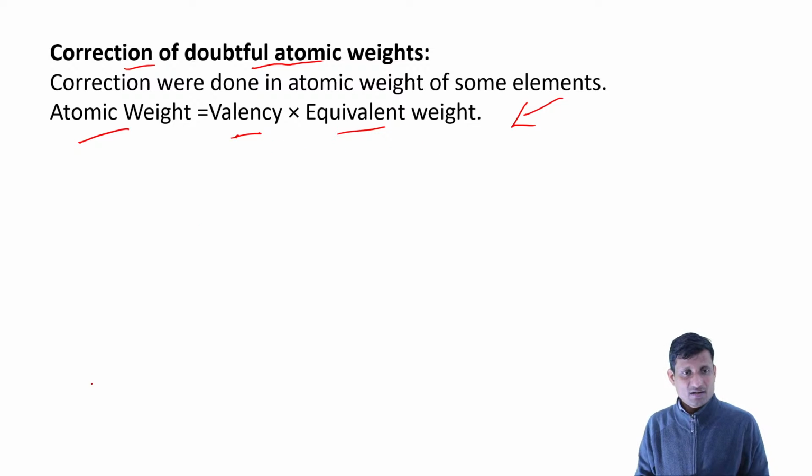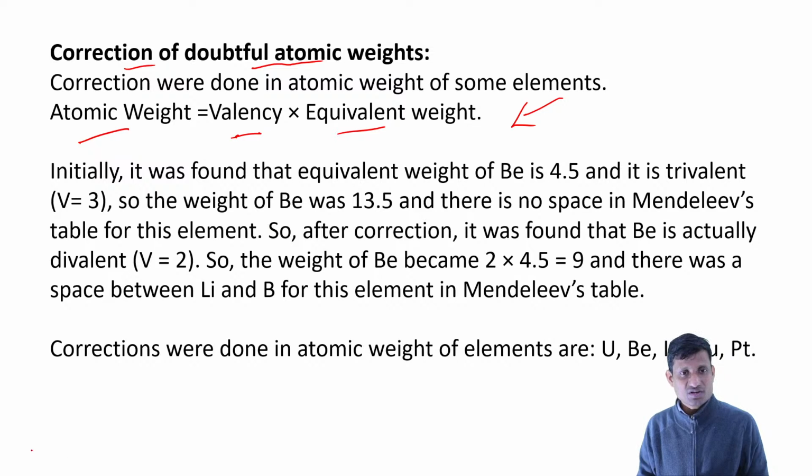So basically, for beryllium, the valency was wrongly considered to be 3, and based on that the equivalent weight 4.5, so the atomic weight was calculated as 13.5. But it was not matching with the Mendeleev periodic table. So then he did not consider this one, or did not put it initially in his table.